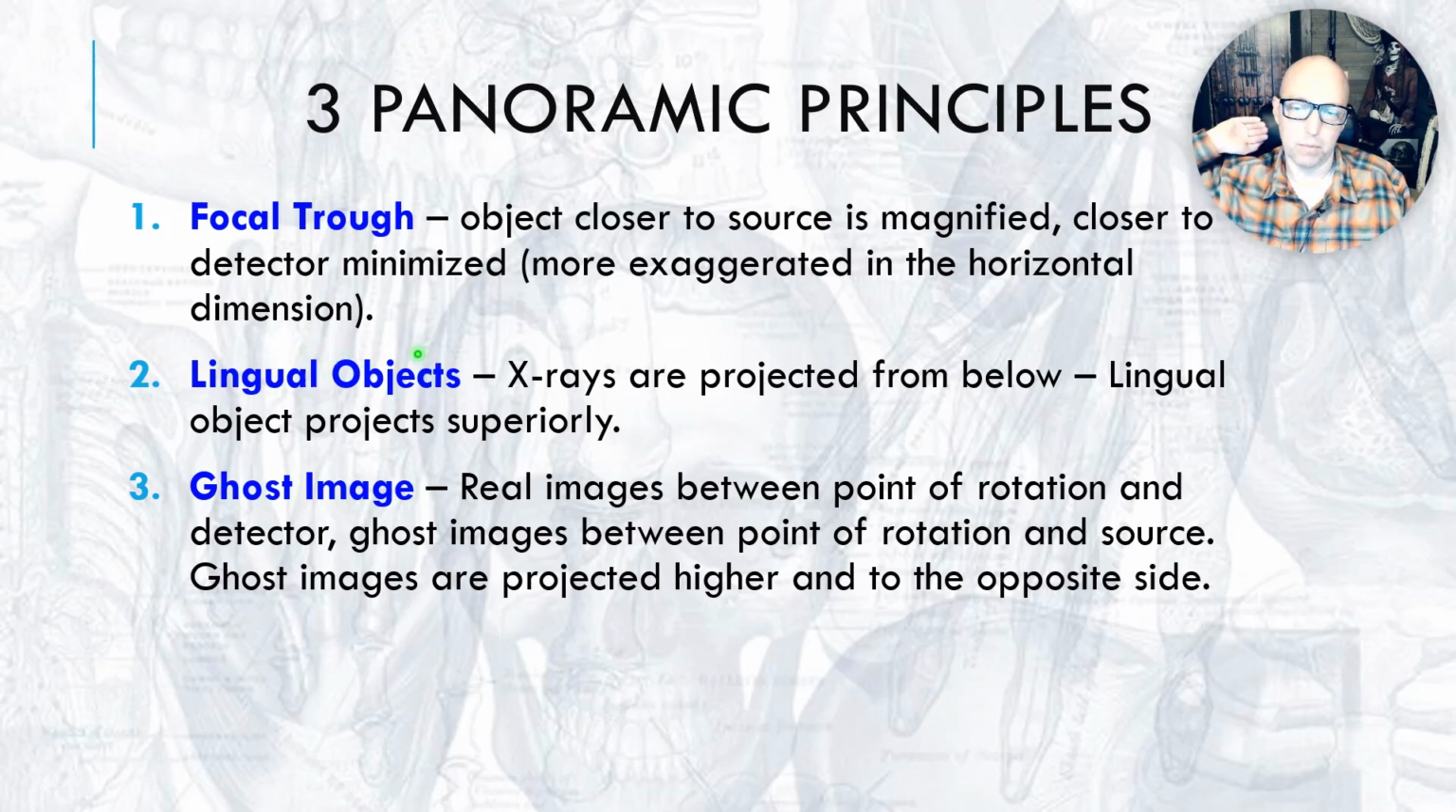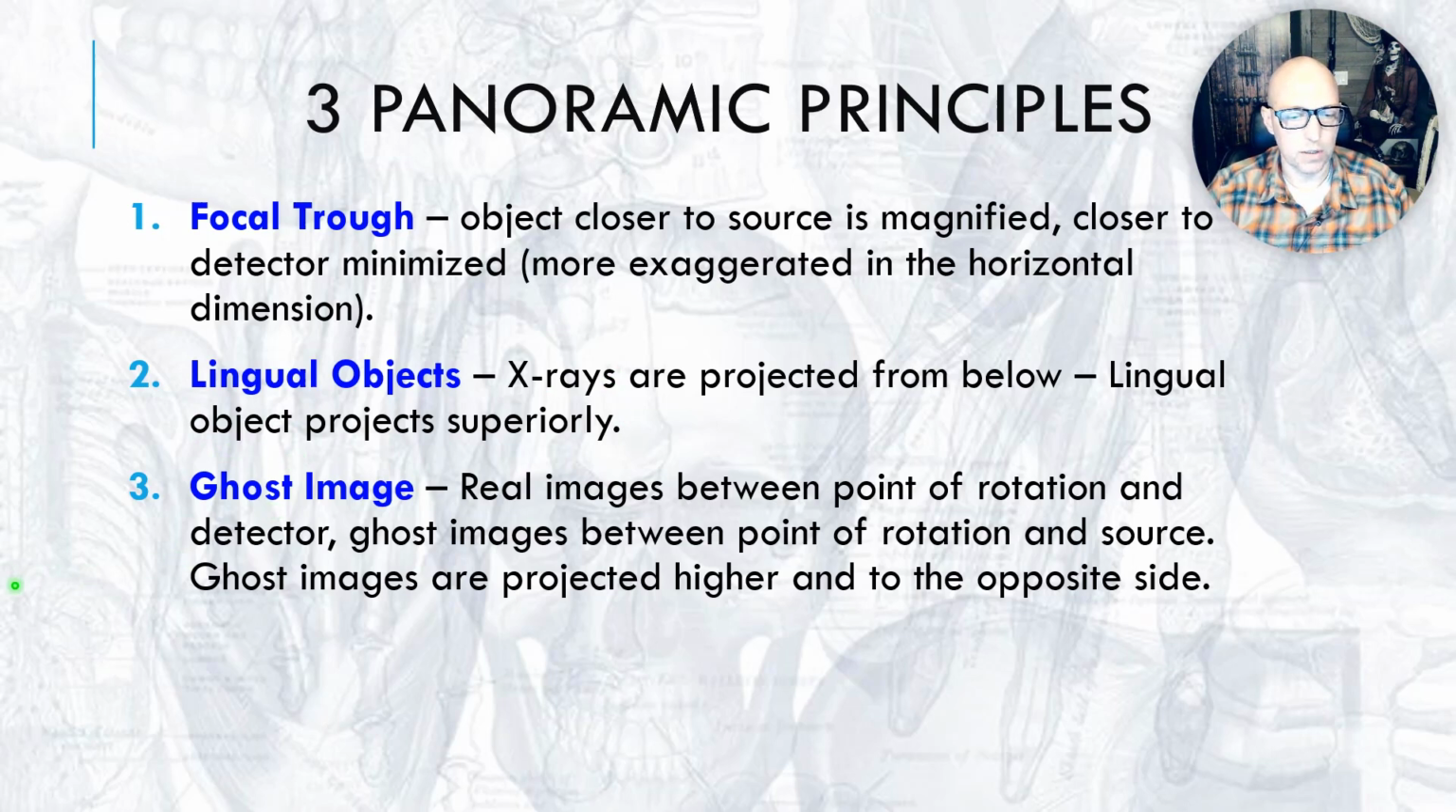The second principle is lingual objects. The X-rays come from below. What that means is an object that's closer to the source of the X-ray is going to be projected upward relative to other things. Think of it as something on my tongue. If the X-rays are coming from below and going up through my skull, something on my tongue is projected upward in kind of an upward angle. So it's going to be projected superior from where it really lies in relation to maybe where it overlaps the teeth.